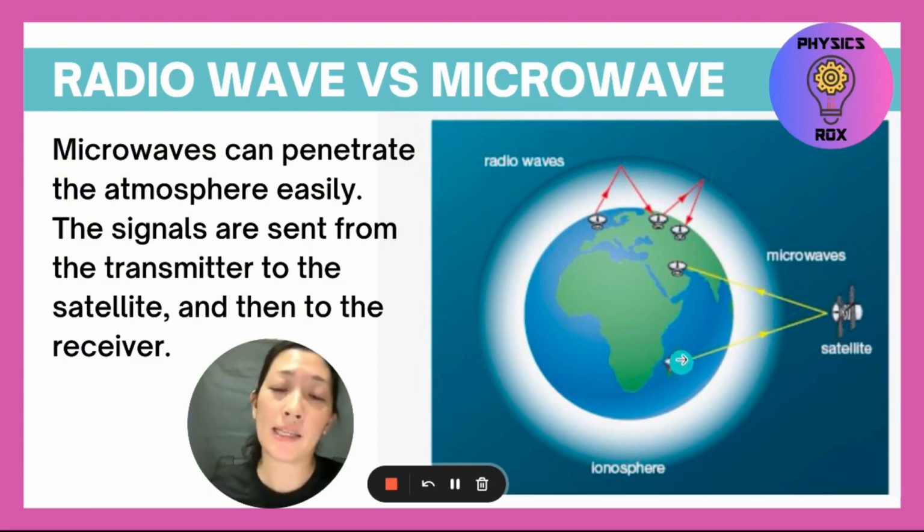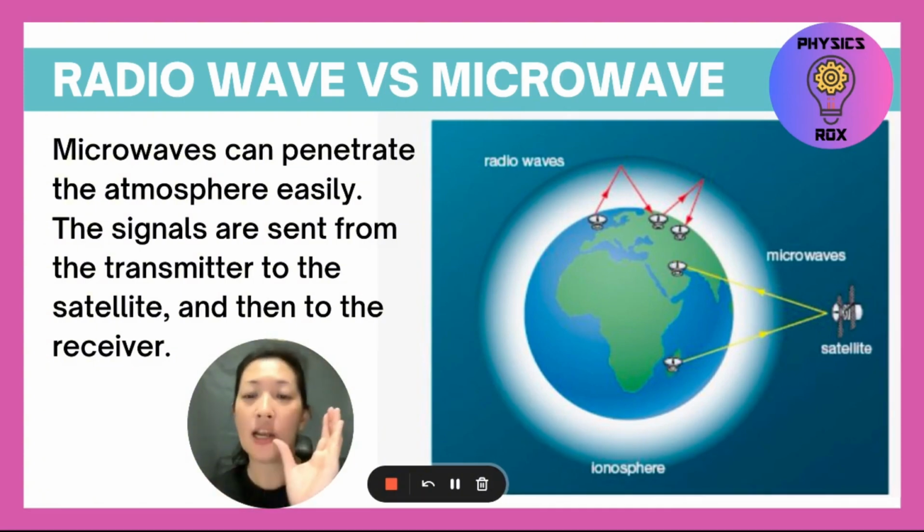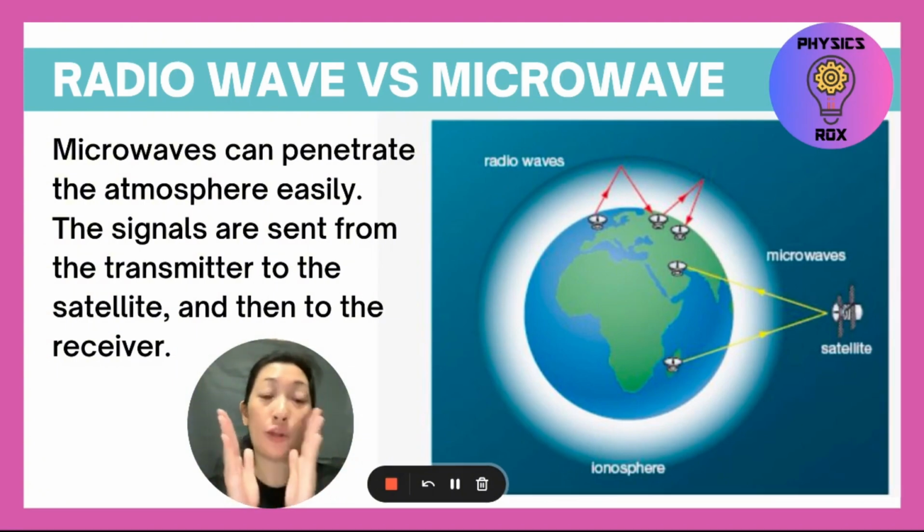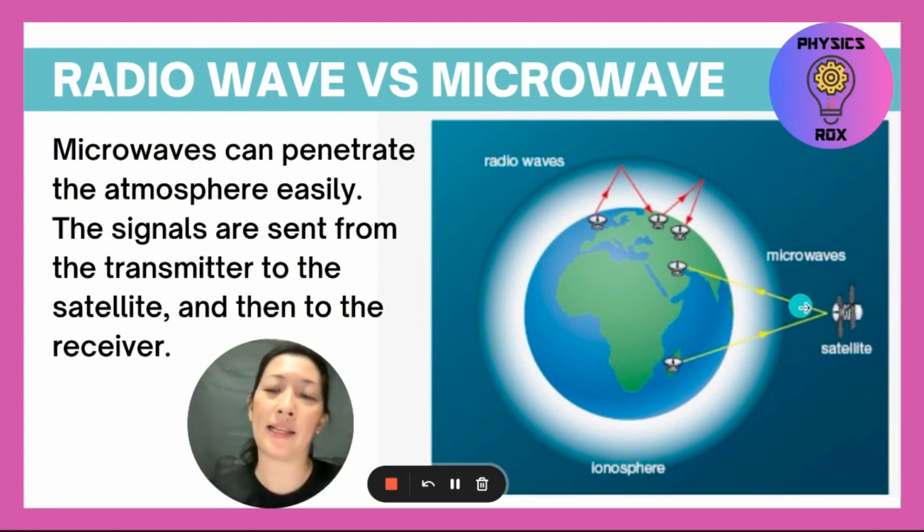So how it works is the transmitter will send a signal to the satellite, and the satellite would then send the information to each individual receiver. So if you have a satellite television at home, for example, that's why every home needs a satellite dish. So every satellite dish will be receiving the signals individually from the satellite. So that's why each home or each unit needs to have its own little satellite dish to pick up the satellite transmission, the microwave from the satellite.